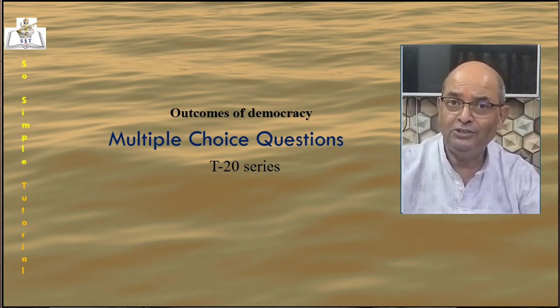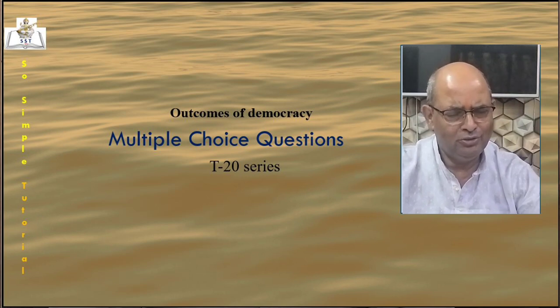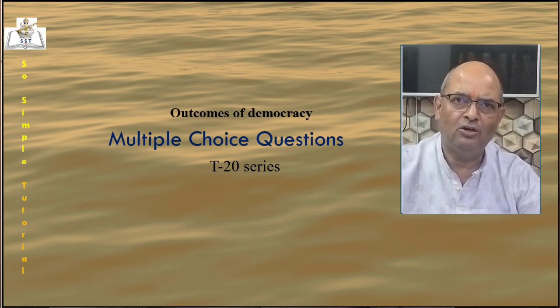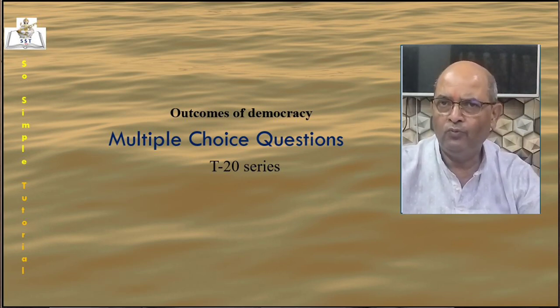This is a part of T20 series where you will practice 20 MCQs. Today's topic is Outcomes of Democracy. I'll be showing 20 MCQs to you one by one at an interval of 10 seconds.